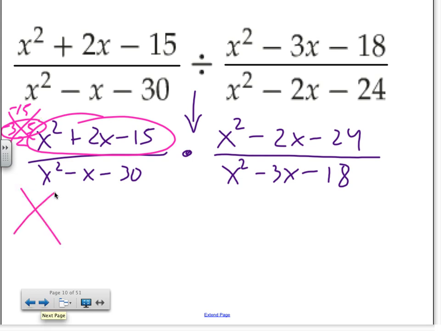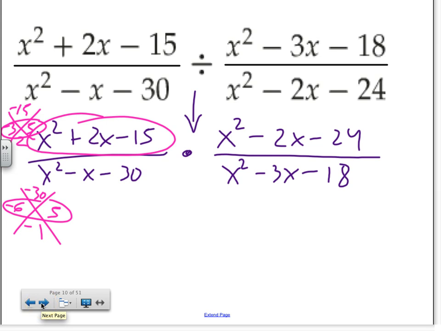Move on. What do you put here? -30. Next, -1. What times what is -30 and adds to -1? Besides 2 times 3, -6 and 5. Very good. Which one has to be a negative? 6. Good. Do you realize that this last number dictates the bigger number?